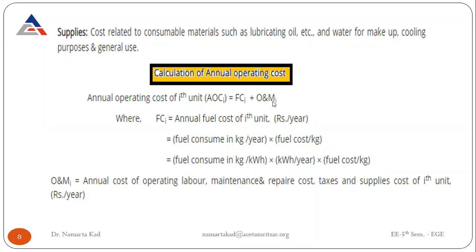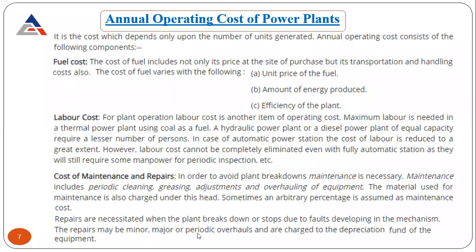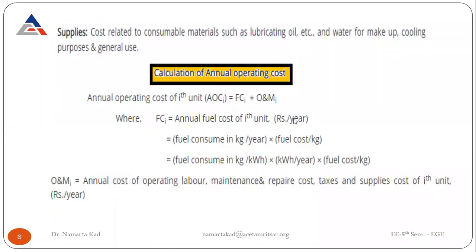And O&MI means the annual cost of operating labor, maintenance, repair, taxes, supplies, the combined cost of all these factors. So one factor includes fuel cost and the other factor includes this combined cost. FC is the fuel cost and O&MI is the other cost for the labor, maintenance, repair, taxes, supplies, for all that in terms of rupees per year. Together both these give you the annual operating cost of ith unit.